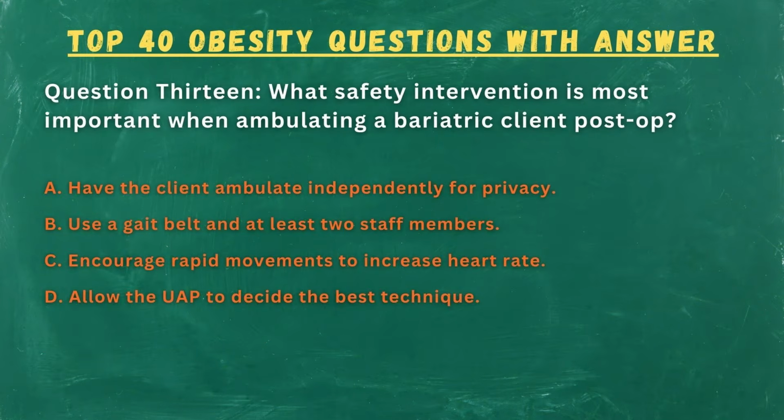Question 13. What safety intervention is most important when ambulating a bariatric client post-op? A. Have the client ambulate independently for privacy. B. Use a gait belt and at least 2 staff members. C. Encourage rapid movements to increase heart rate. D. Allow the UAP to decide the best technique.